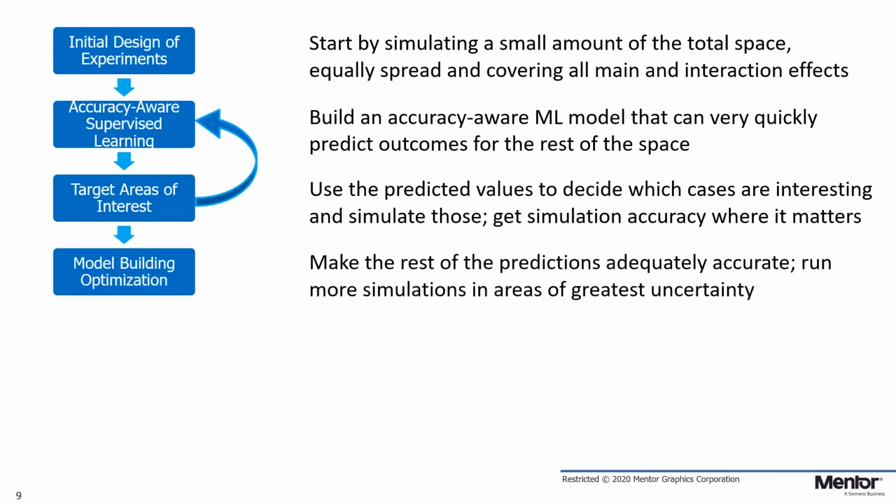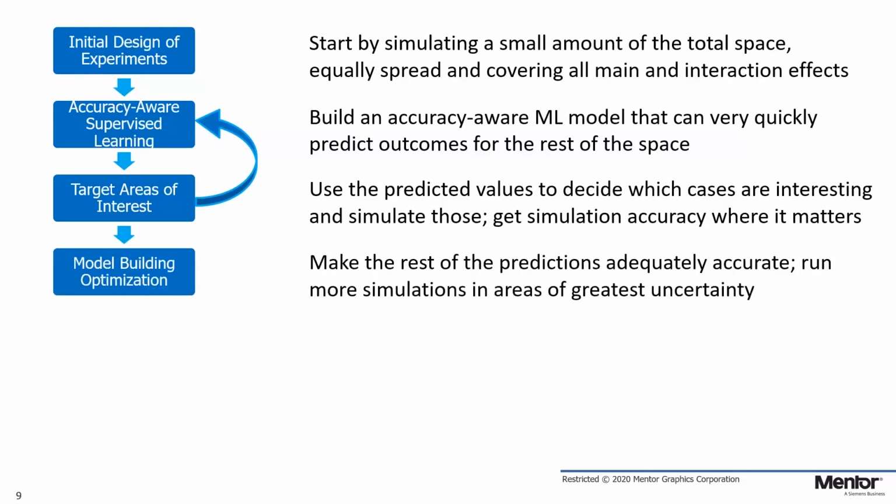The next step is called model building optimization. And the goal here is to make the rest of the predictions adequately accurate. So we've got perfect accuracy in the areas of interest already. What we want is the rest of the space to have good guesses. Let's say we want to be within 2% or something like that. Well, let's keep going and running cases with maximum uncertainty until we hit that 2% accuracy goal.